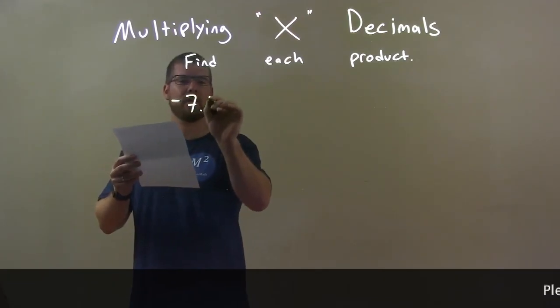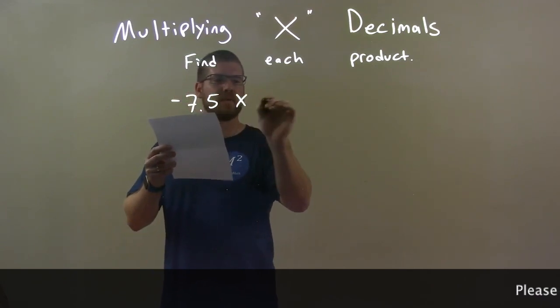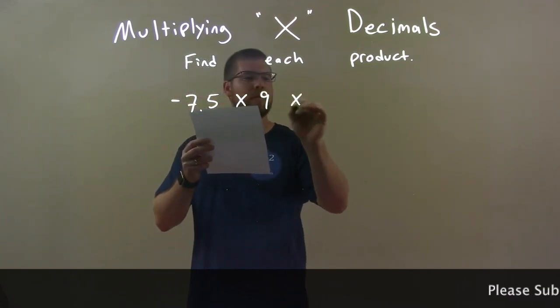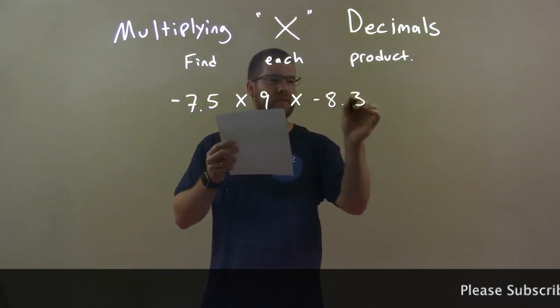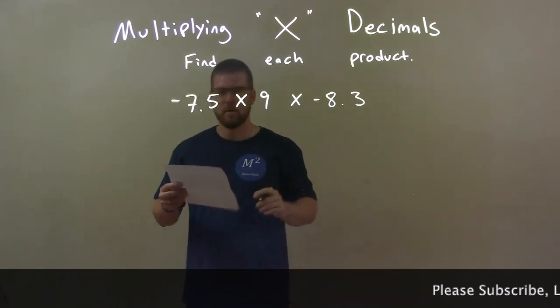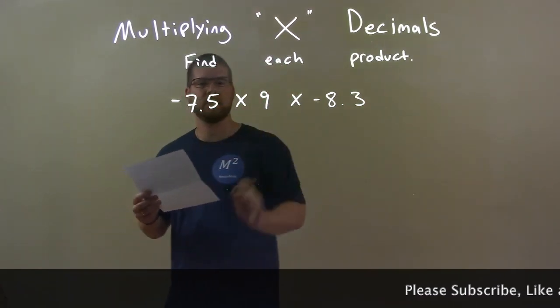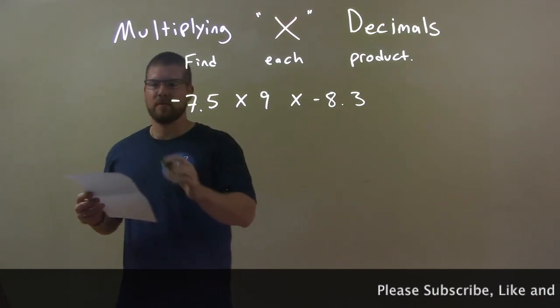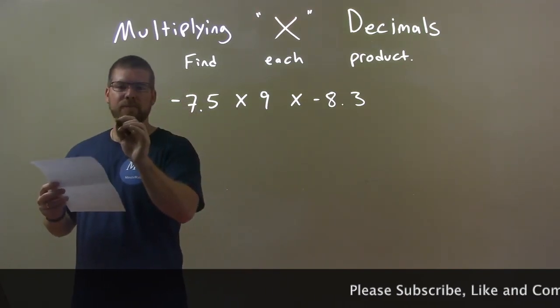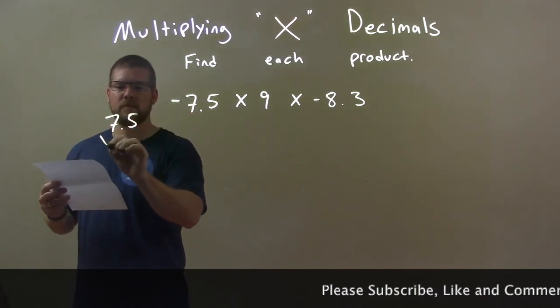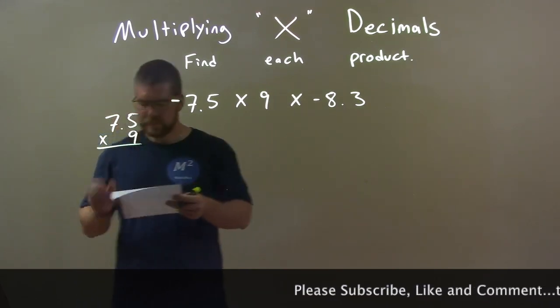Negative 7.5 times 9 times a negative 8.3. Okay? Well, the first thing I'm going to deal with is just the first 2 numbers. We have 7.5 times 9. And I'm going to ignore the negative. So 7.5 times 9. Okay.